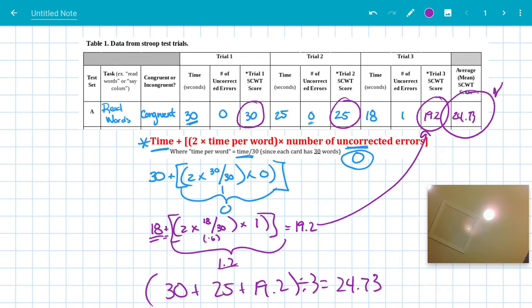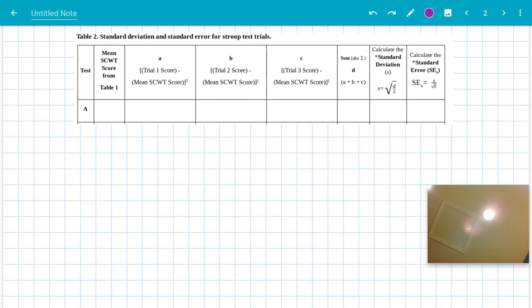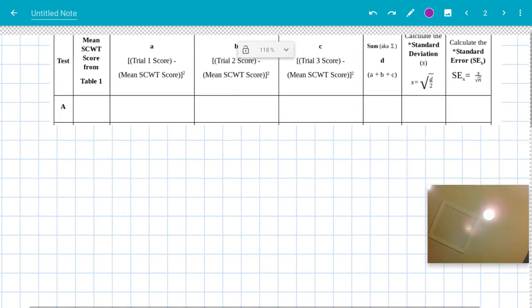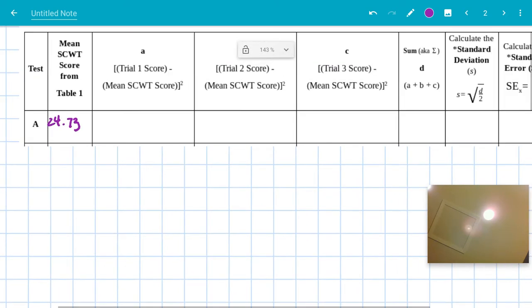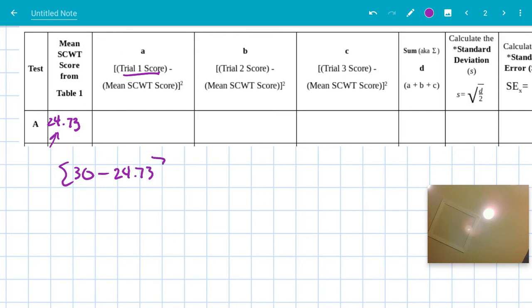So I'm going to carry this number that's 24.73. I'm going to carry that over to this data table. I'm going to pinch it a little bit wider. 24.73. And now we're going to do a little bit trickier math, but it's really not that hard. My trial 1 score, my SCWT score, so that I'm talking about right here, was a 30. So in brackets, I'm going to do 30 minus, and now it's this score right there, minus 24.73. And I'm going to square that whole thing. And that's the answer I'm going to put in there. So when I did this already on my calculator, I got 27.78.